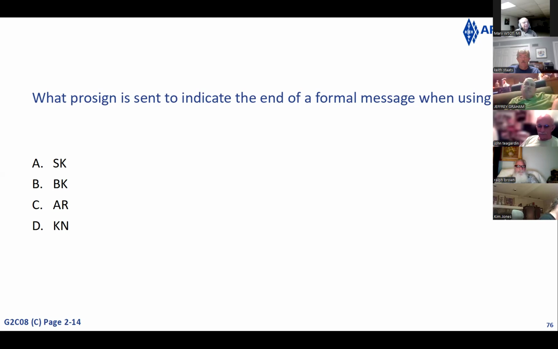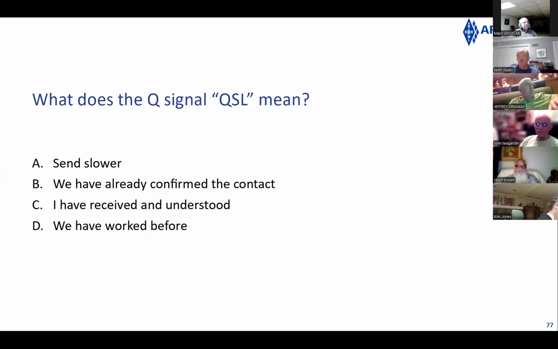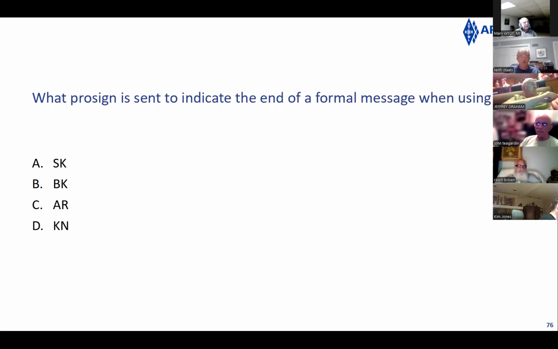Thank you. I got a hunch it's because it's a formal message, but I always use an SK. Yeah, now that I remember, when I was looking at these, I was saying, this doesn't really make sense to me, but I know the book says it. And I remember this now when I was looking through the questions.